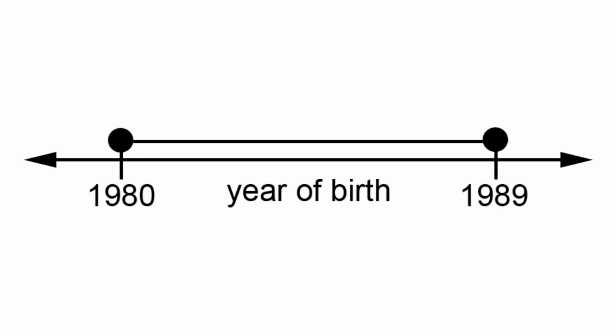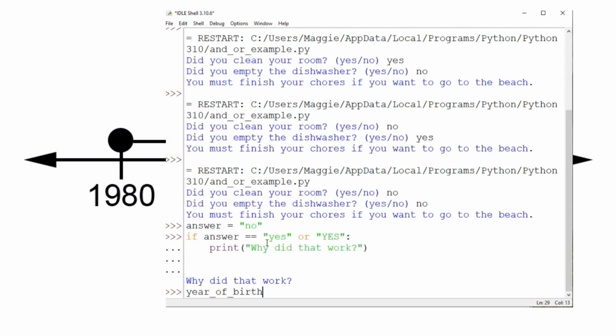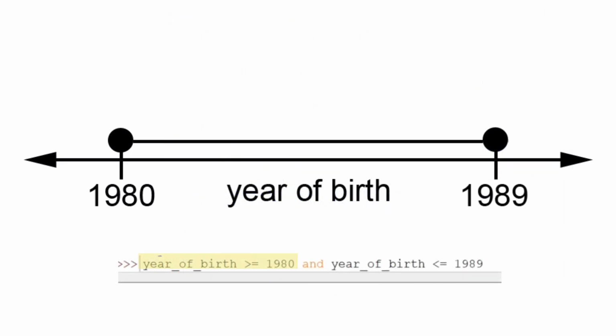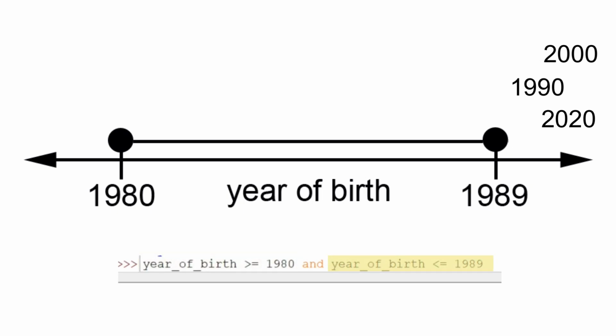And if our variable is called year of birth, we write year of birth greater than or equal to 1980 and year of birth less than or equal to 1989. The first expression would include values like 1990, 2000, 2020, etc. And the second expression would include values like 1900 and 1950.